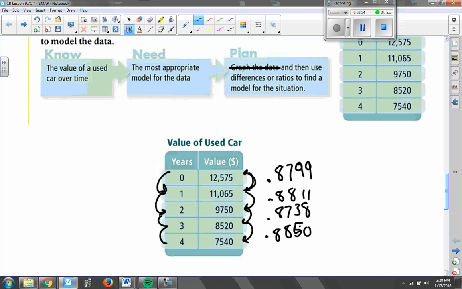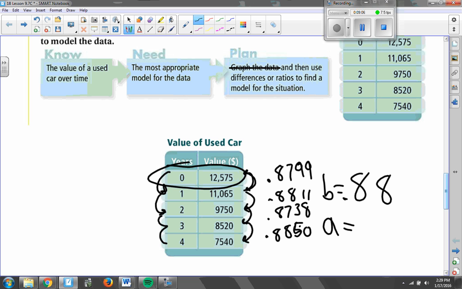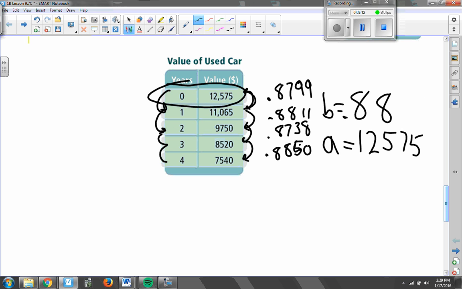Now, those are not exactly the same ratio, but what I want you to notice is that 2 of them are slightly below 0.88, 2 of them are slightly above 0.88. So I'm going to use 0.88 as my ratio because all of those are very close to it. 2 on the top, 2 on the bottom. They're all hovering right around there, so I'm going to use 0.88. And in my common ratio, meaning an exponential function, this will be my b value, what I'm multiplying by each time. My a value is what I start with at 0 years, so that's 12,575.